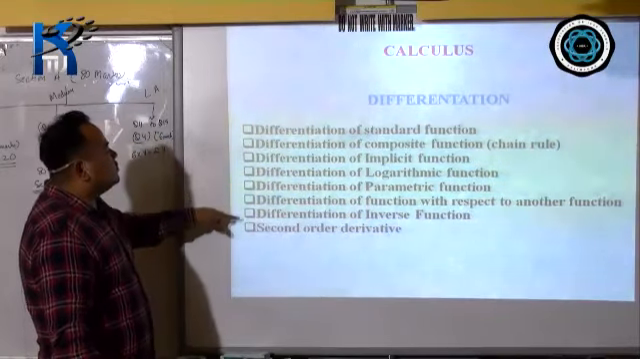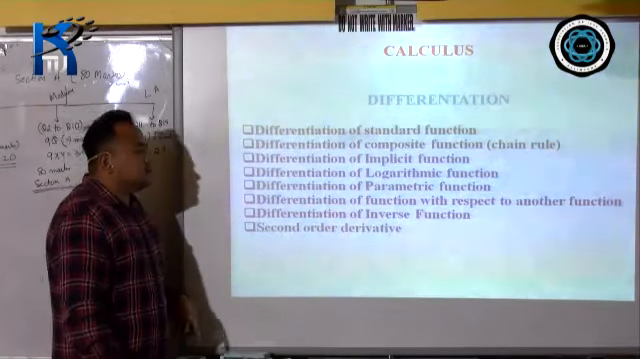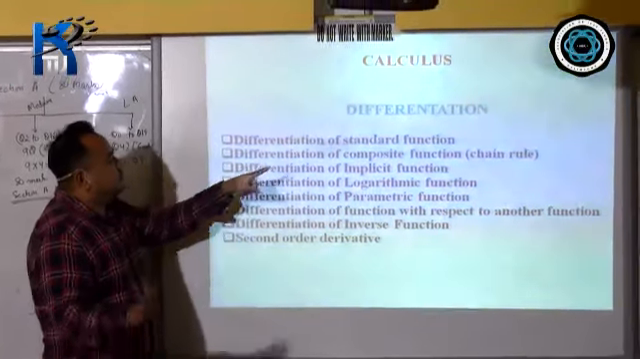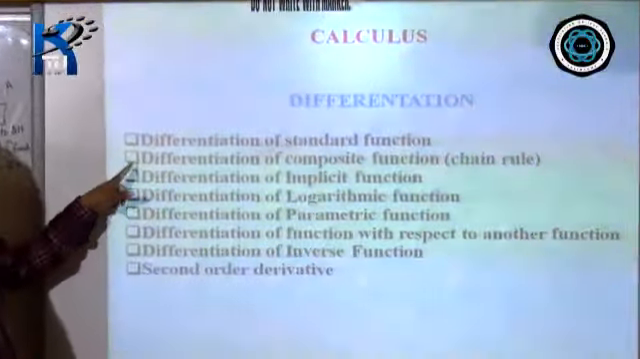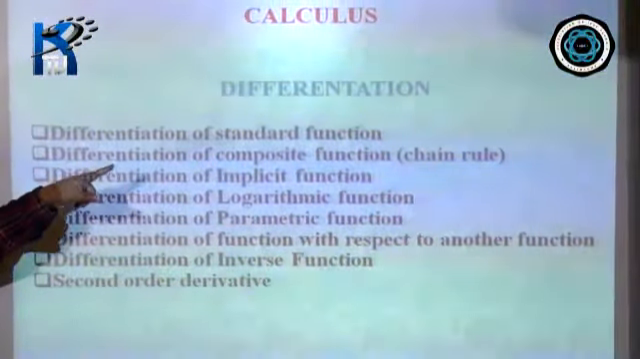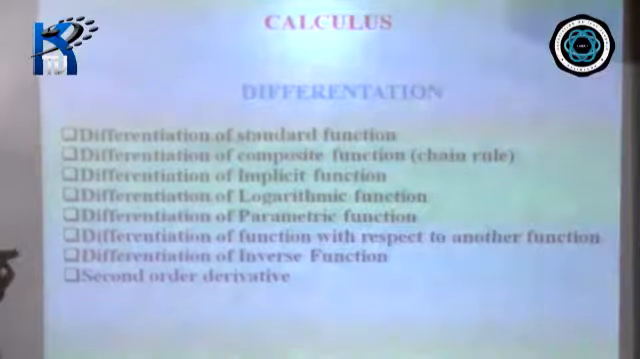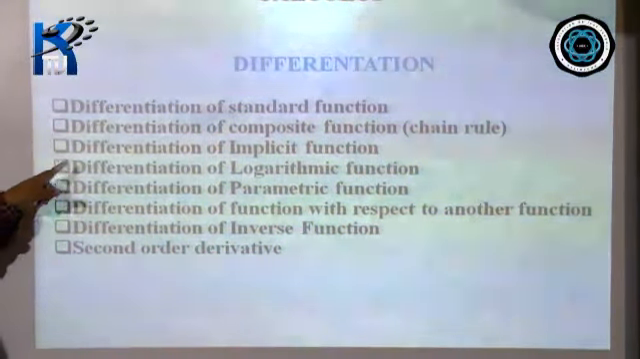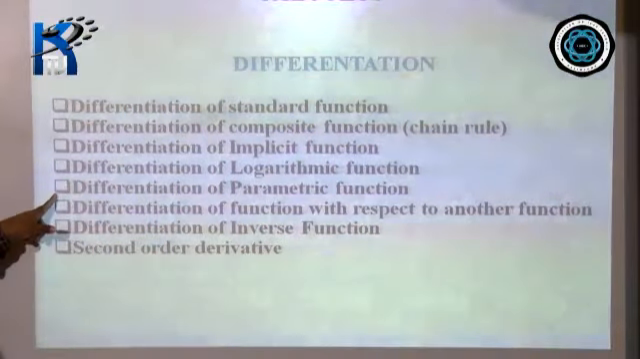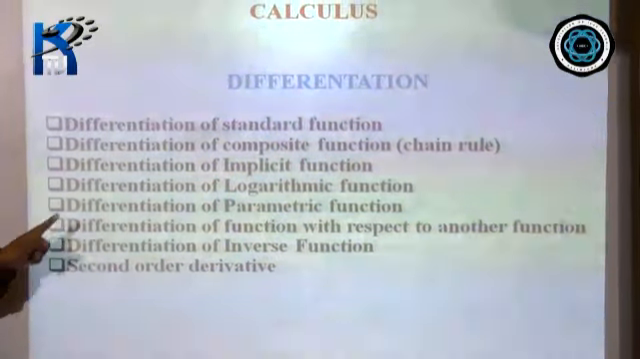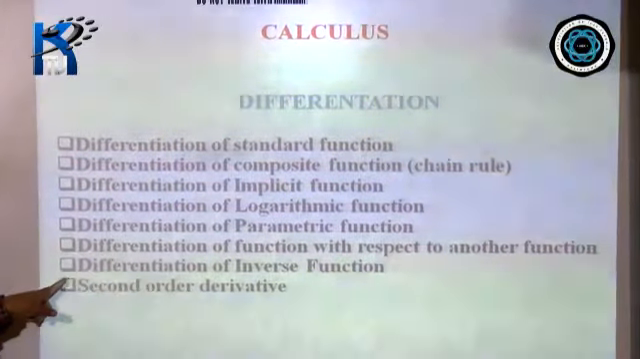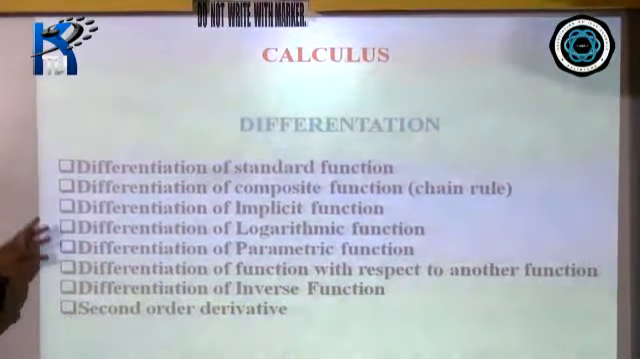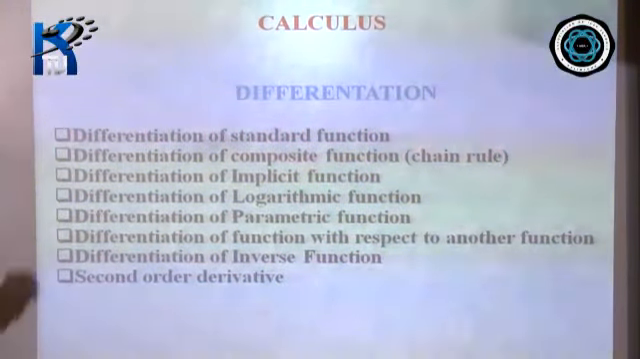Now look at the topics which you need to understand for derivative or differentiation. The first topic, differentiation of a standard function. I'm going to explain that in detail. What is a standard function? Next, differentiation of a composite function, or we also call it chain rule. Differentiation of implicit function. Differentiation of logarithmic function. Differentiation of parametric function, differentiation of a function with respect to another function, differentiation of inverse function, and finally second order derivative. So these are the things which you need to know on differentiation.